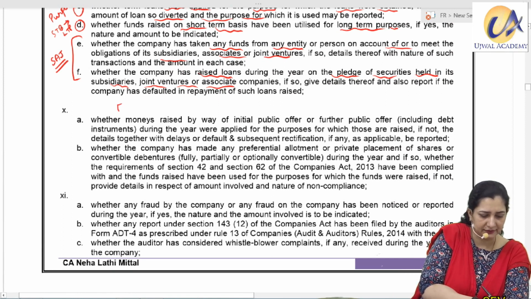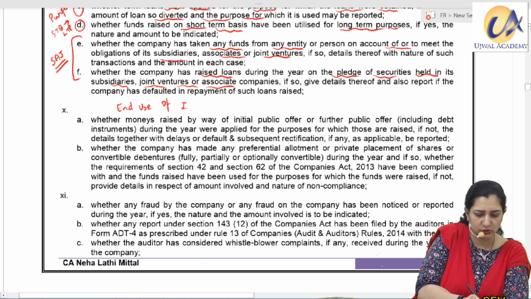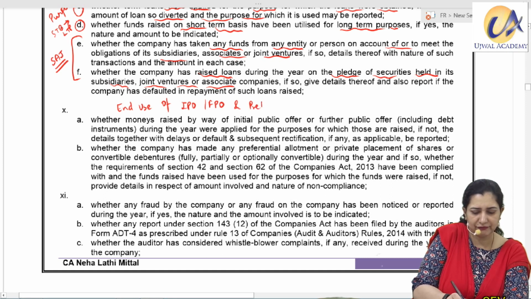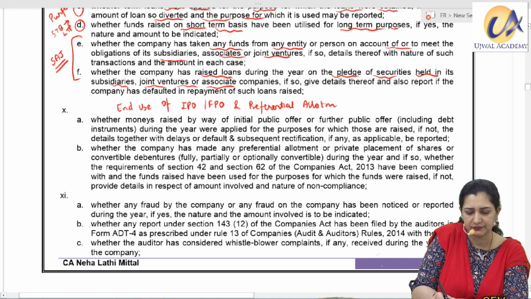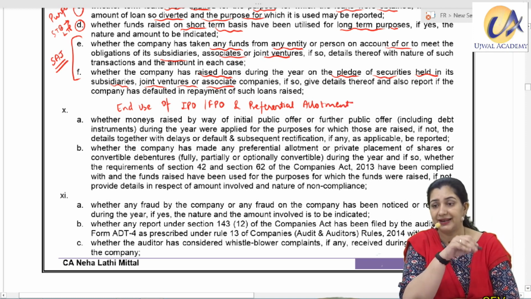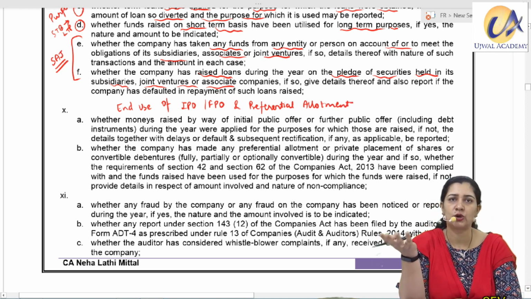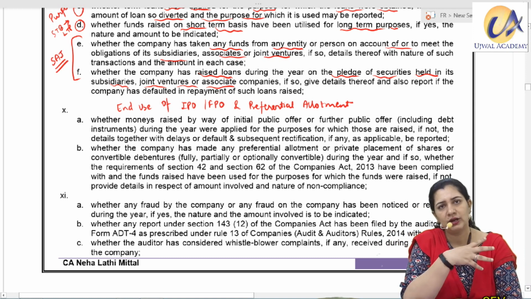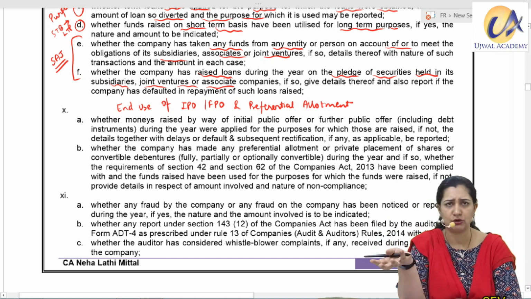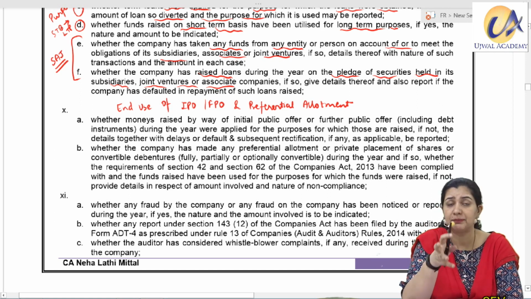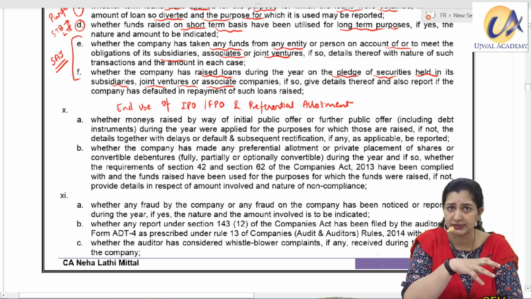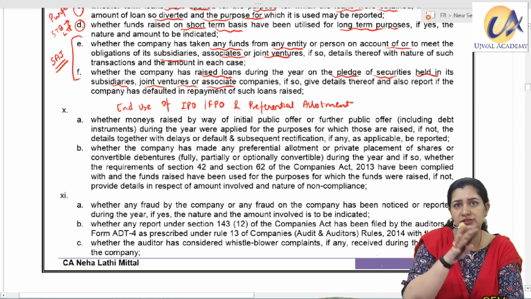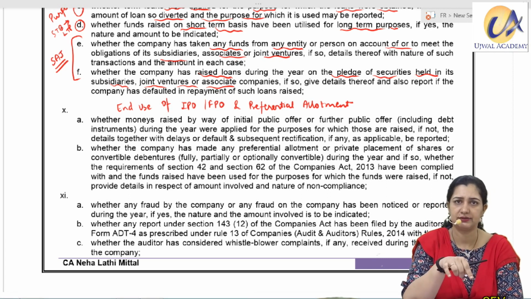Next, point number 10. End use of IPO or FPO and preferential allotment. This is the name of that point. End use of IPO. IPO is your initial public offer. Whenever a company has done an IPO or a further public offer, they have to mention the purpose for which they are raising the public funds, and whether they have then used it for that purpose. That we have to check.